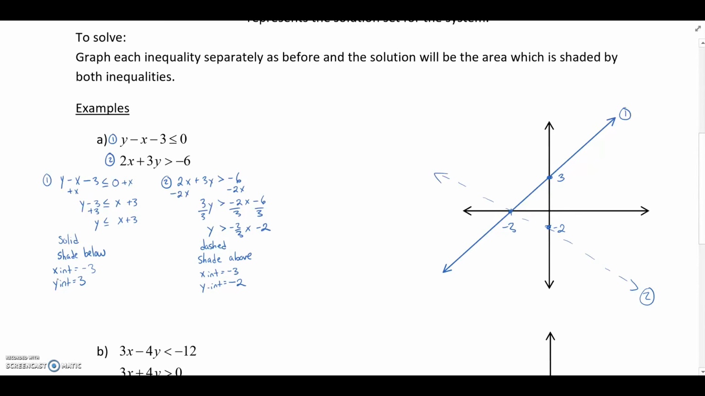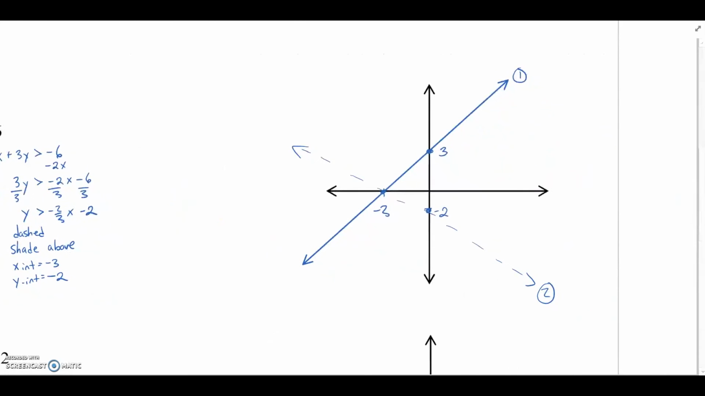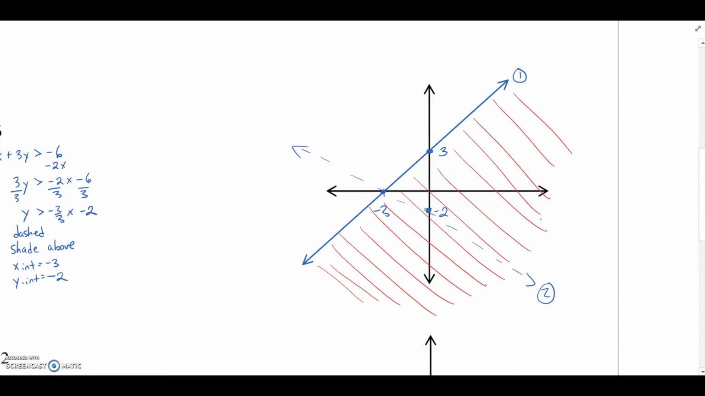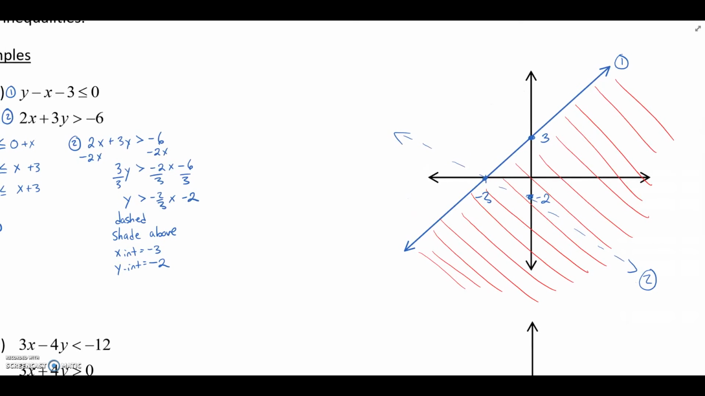Okay. And for the first one here, it says shade below. So I'm going to use red here. And if I were to shade below all of inequality 1, that would look like this. If I were to switch colors now and look at inequality 2, it says shade above. So I'm looking at that and shading above.